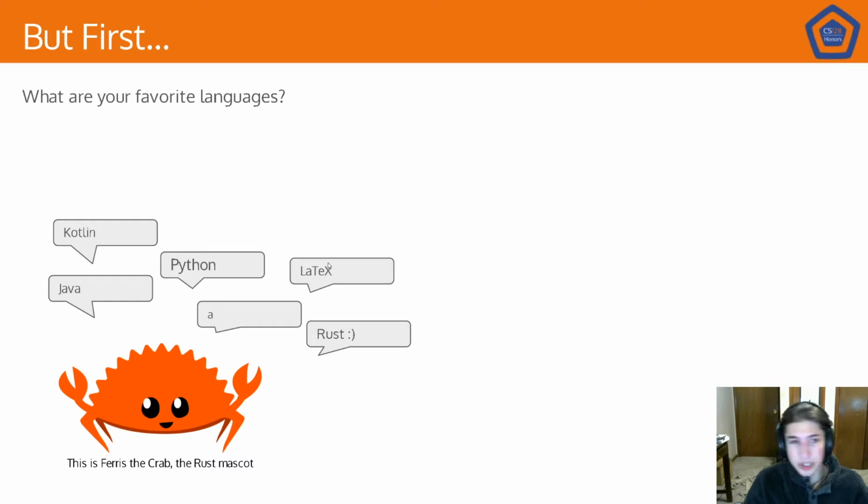What are your favorite languages? Kotlin, Java, Python. LaTeX was an interesting choice, whoever put that. Rust obviously is great to see. And then I actually do think that the letter A is a programming language. I think that is one that exists, because there's C, and then there's B and D, which are both programming languages. And so I suspect that A is also a programming language, but someone might have to double check that.